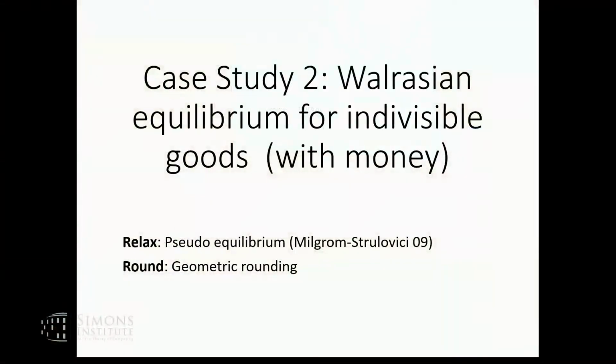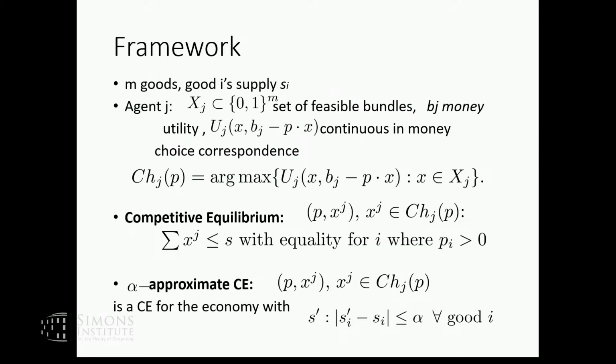Okay, so case study number 2 is Walrasian equilibrium for indivisible goods. The relaxation here is a pseudo equilibrium, and the rounding is a new geometric rounding that I really like very much.